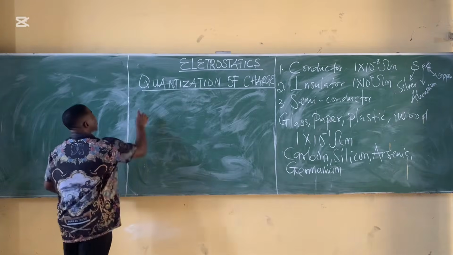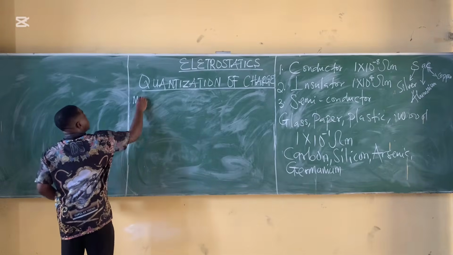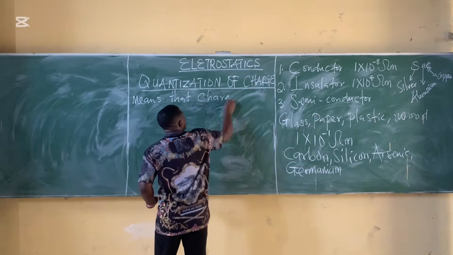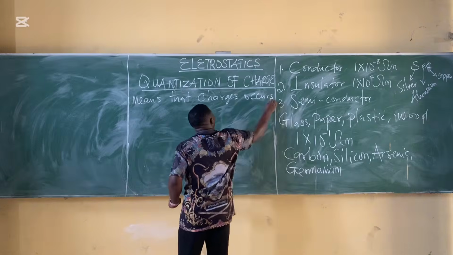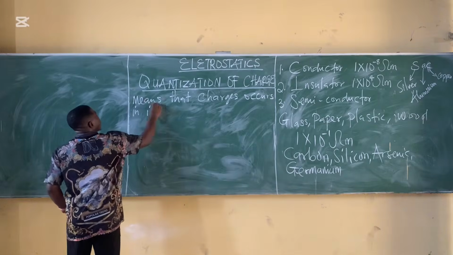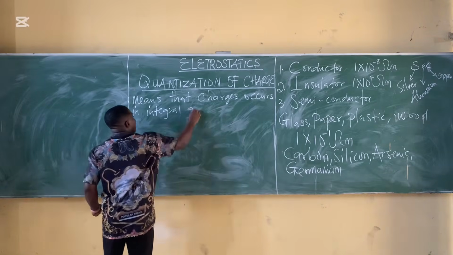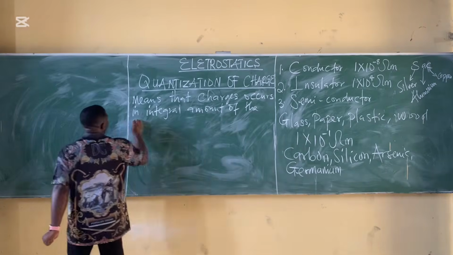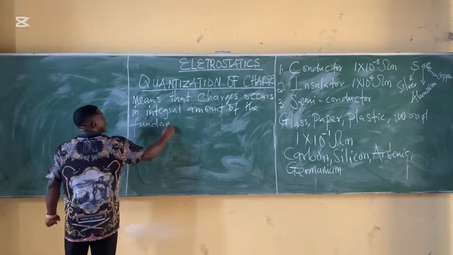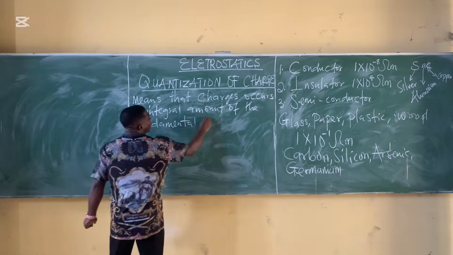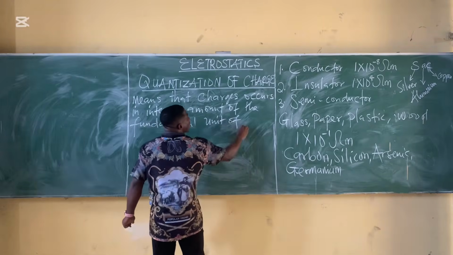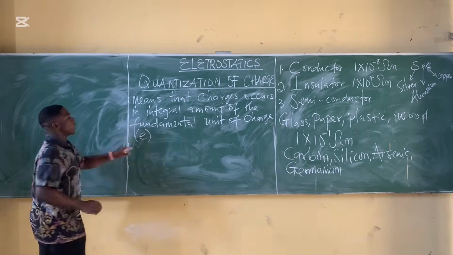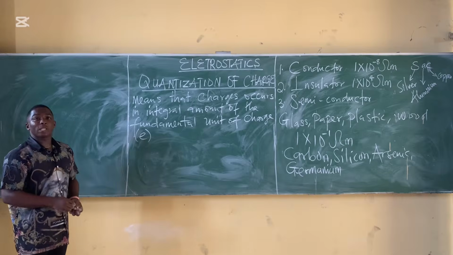Let's write that down. Quantization of charge means that charges occur in integral amount of the fundamental unit of charge, which is E. The fundamental unit of charge is E. This is what we mean by quantization of charge.